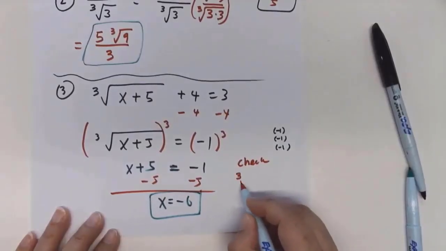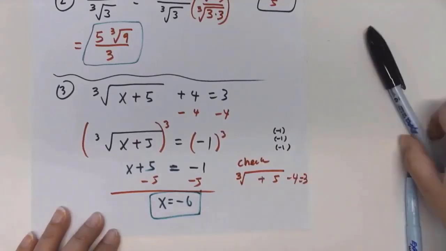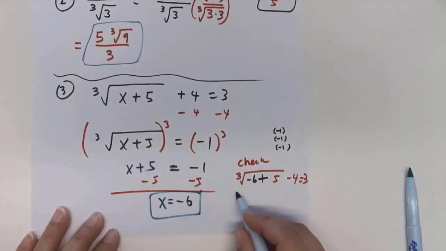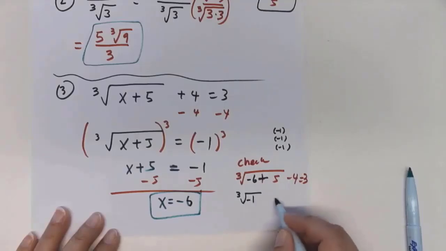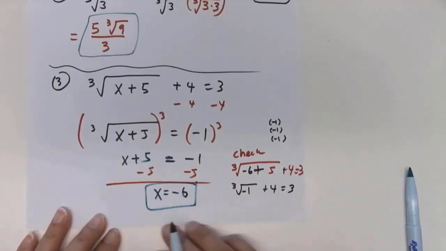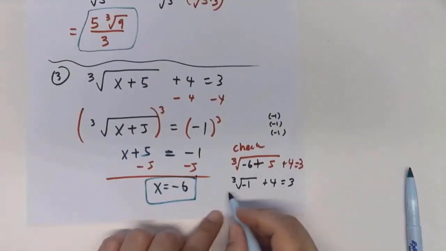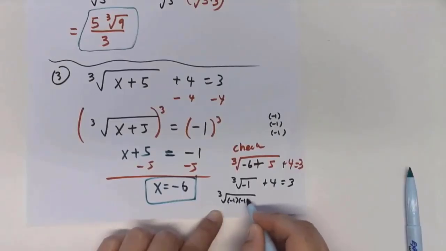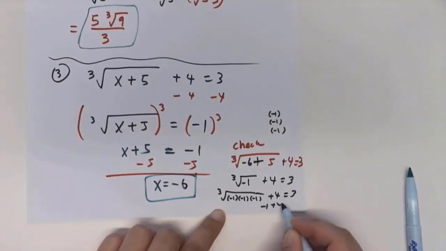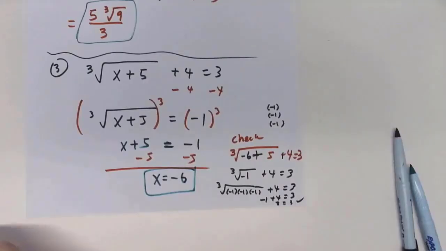We have cube root inside, x plus 5, minus 4 outside. Does it equal 3? We plug in -6 plus the 5, which is -1. Okay, plus 4 outside equals 3. I'm sorry, this is plus 4. I don't know why I said -4. Okay, so the cube root of -1 is what? Because you can put 3 of those inside, right? You can have -1 times -1 times -1, so you will pull a -1 out. -1 plus 4 is 3. 3 equals 3, so it checks.